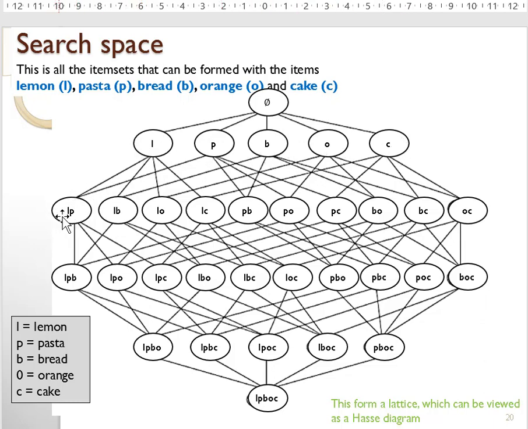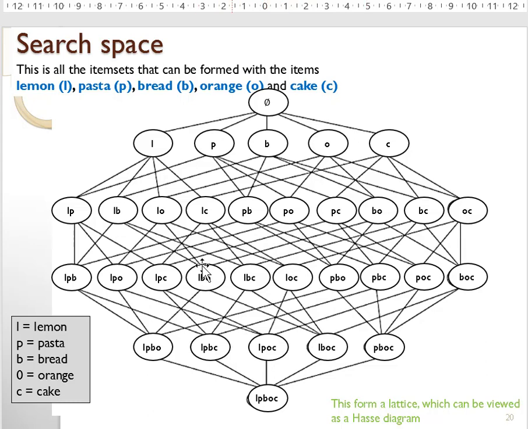Then we have 2 items together, LP, lemon pasta, or lemon bread, lemon orange, and so on. Then we have the item sets with 3 items, lemon pasta bread, lemon pasta orange, lemon pasta cake, and so on. Then we have 4 items, and then we have all the 5 items together. So these are all the possibilities. There are 32 possibilities, and if we don't count the empty set, there are 31. So if we use the naive approach, we will look at all the possibilities and count how many times they appear. It will take a lot of time.